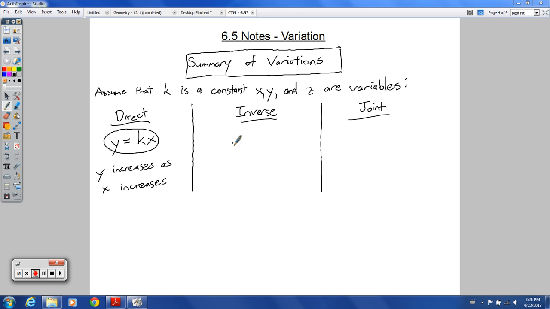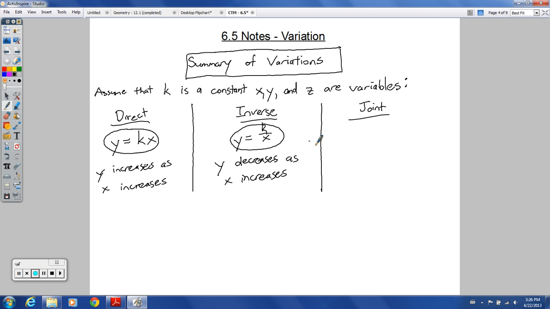For inverse variation, instead of multiplying, we are dividing. We're taking k and dividing it by x. So inverse, you're going to see a form like that. Y, in this case, as you plug in larger values for x, because you're dividing this constant term by x, the y values are going to then become smaller. So larger values for x makes smaller values for y. So in other words, y decreases as x increases this time.